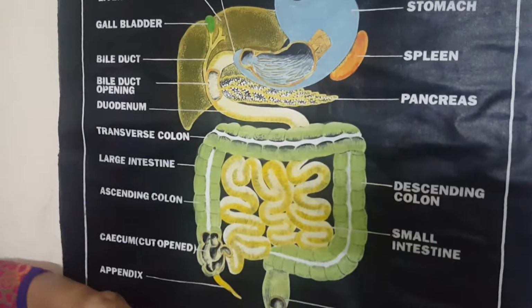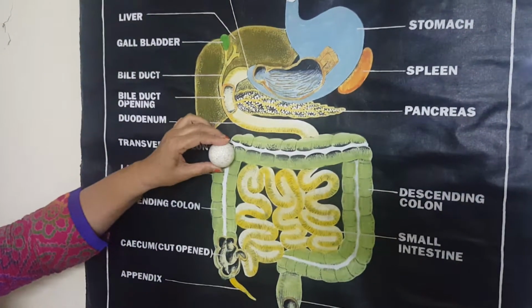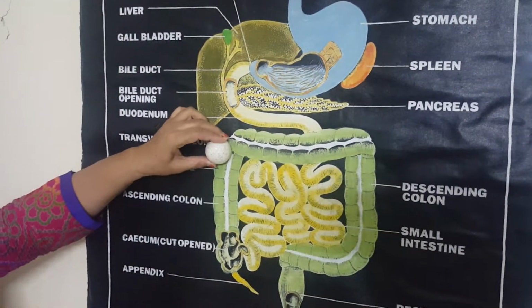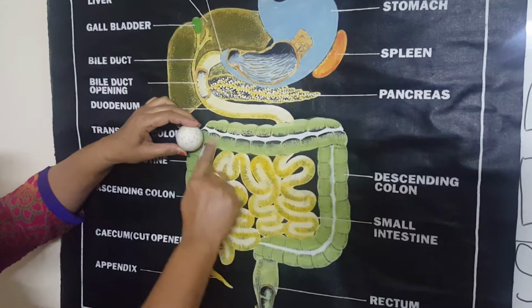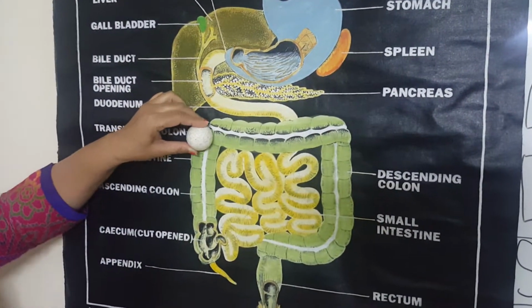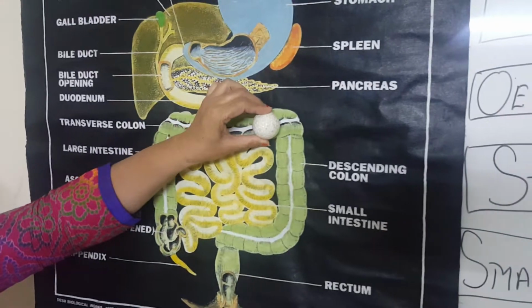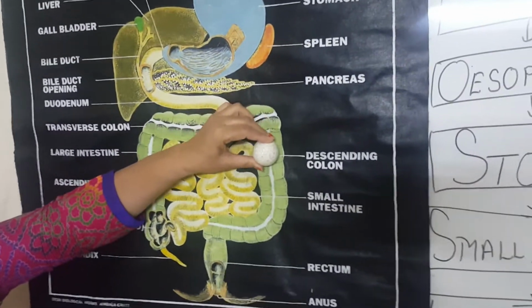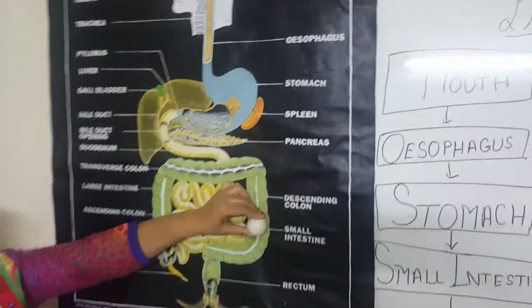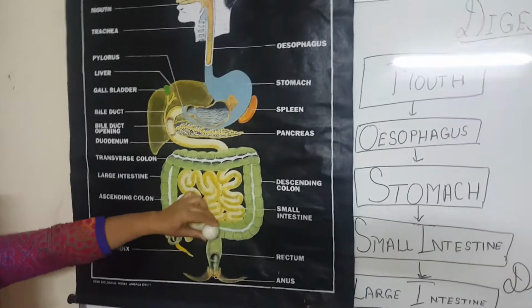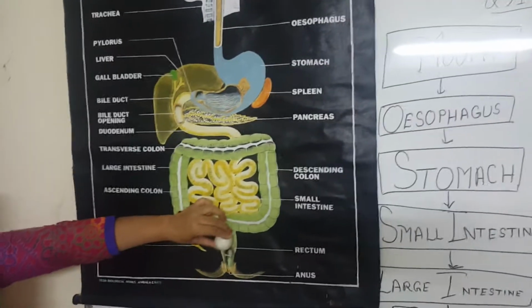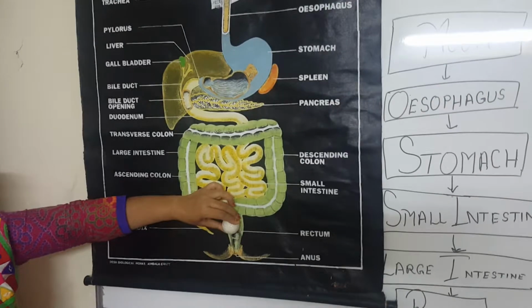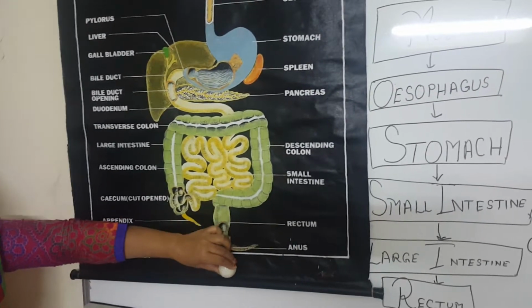If your food moves up over here through the ascending colon, there is a T-shaped structure over here known as the transverse colon. The food moves through the transverse colon, then it goes down in the descending colon. It comes finally to the rectum. This is your rectum, and then you ultimately poop it out.